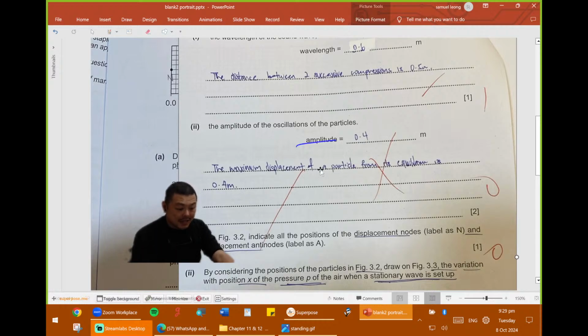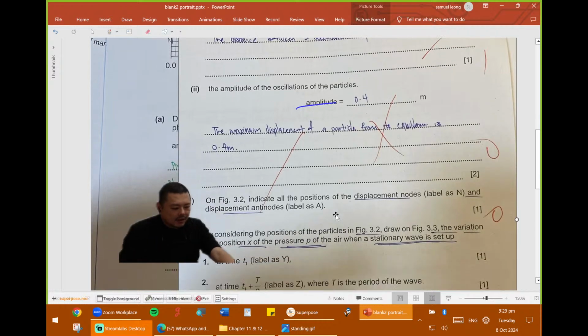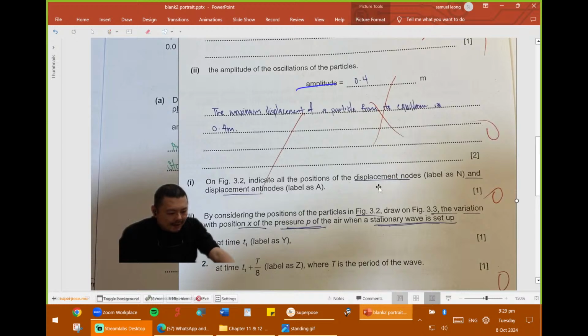Okay, but anyway, so that's the amplitude. Okay. And displacement nodes and displacement antinodes.